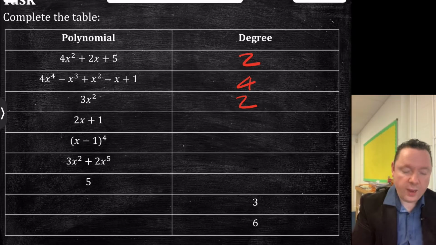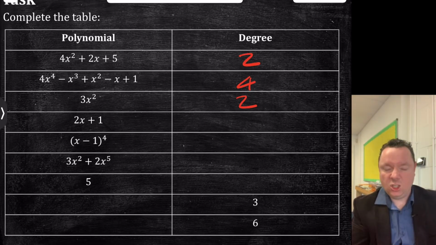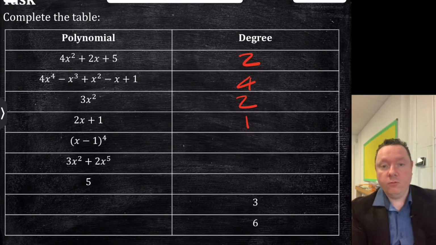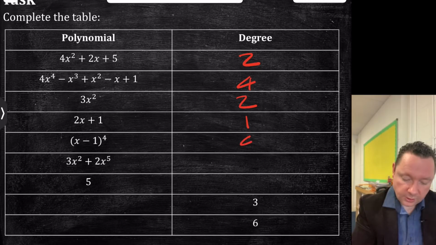The next one, 2x plus 1. Well, the power on x is just 1, so the degree is 1. x minus 1 to the power of 4. Well, if you expand that, the highest power would be 4, of course, so the degree is 4. 3x squared plus 2x to the 5. Well, the degree is 5.